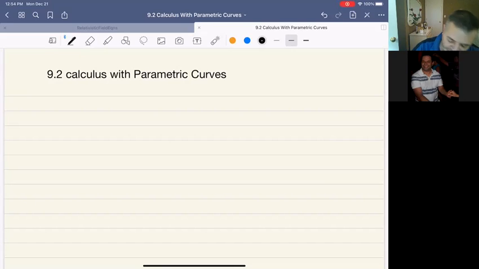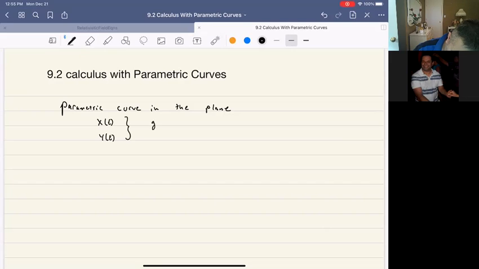First thing is, let's say you have a parametric curve in the plane. You have x of t and y of t given, and you want to find dy/dx. We already did this, but we're revisiting. So dy/dx is dy/dt divided by dx/dt.